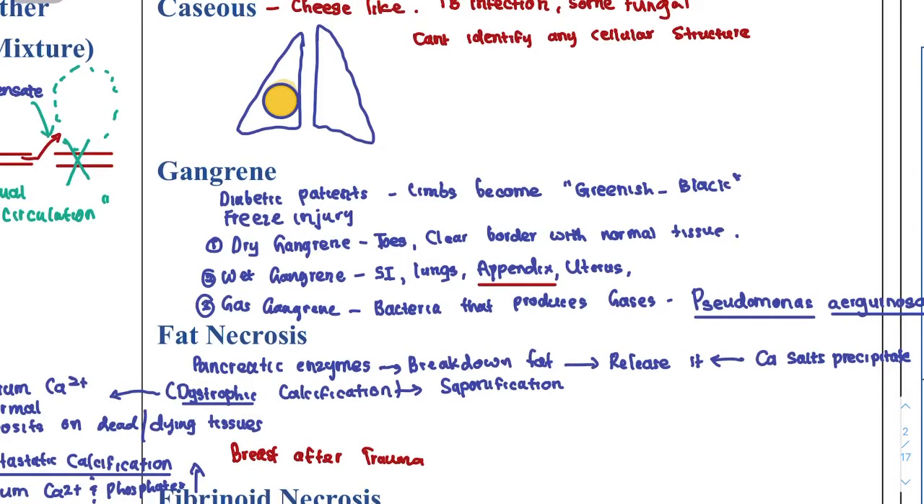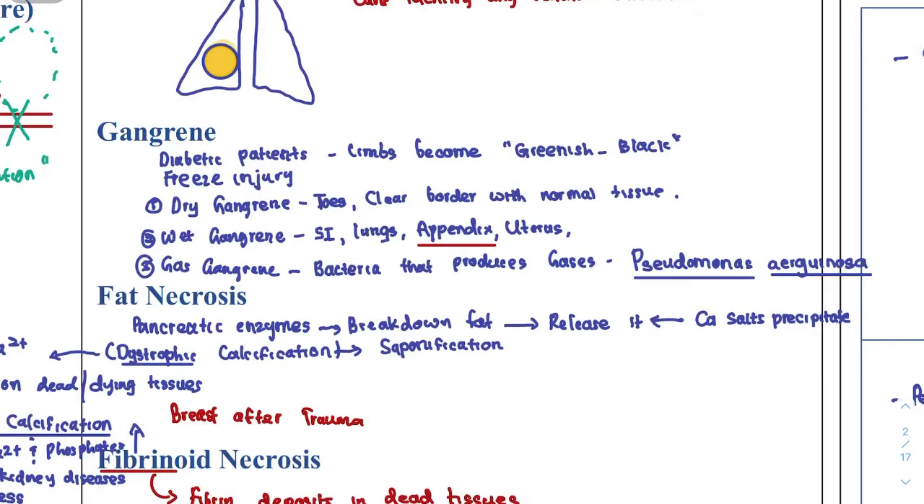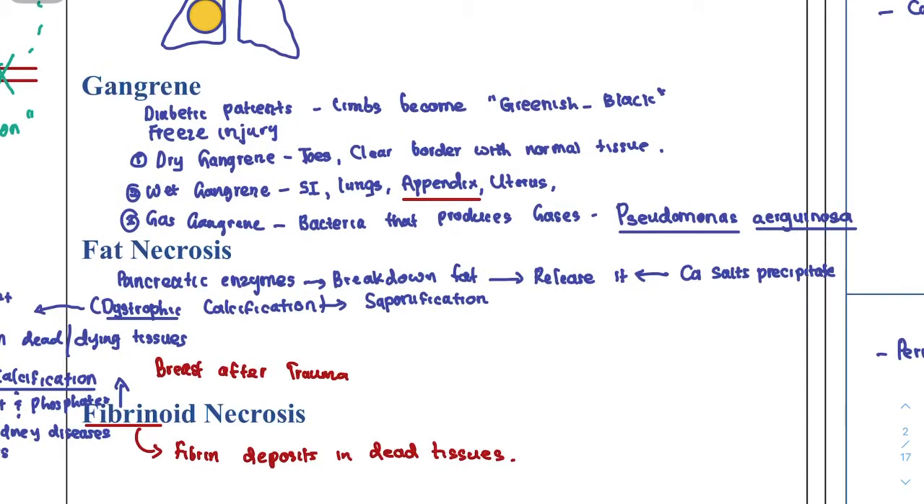Next, we have gangrene. The best example here is diabetic patients. Diabetic patients usually have their toes or their fingers become black, greenish black, and those cells are actually dying and dead. Or you can see it in a frozen finger. If you freeze your finger, it's damaged in such a way that if the damage is serious enough, those cells die. The fingers can die, and you basically have to amputate those areas.